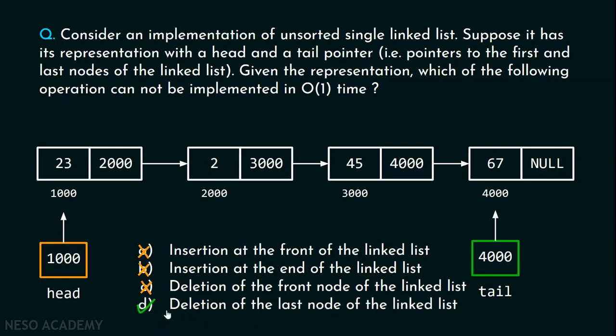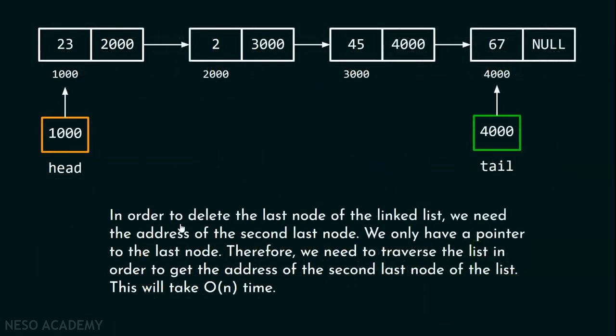This will not take constant amount of time, let me tell you. Deletion of the last node of the linked list will not take constant amount of time, and let's see why. In order to delete the last node of the linked list, we need the address of the second last node. Let's say we delete this node using the tail pointer. Then we will lose the reference to the second last node, isn't that so? There must be some way to reach the second last node so that the tail pointer can point to the second last node of this list. And obviously we need to update the link part of this node as well, and this must hold null. That is why we need a pointer which will point to the second last node of this list.